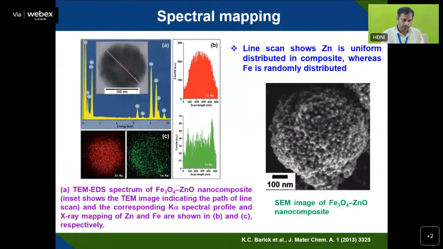You can see here the zinc scanning in red, zinc K alpha, but the iron K alpha is where the Fe is doped. This is the structure where zinc oxide has Fe3O4 particles randomly distributed inside. You can see zinc is uniformly distributed here, so you get a hemispherical shape, but the iron is randomly distributed, so you get a non-uniform signal. So you can identify the Fe and cobalt positions using the spectral mapping.